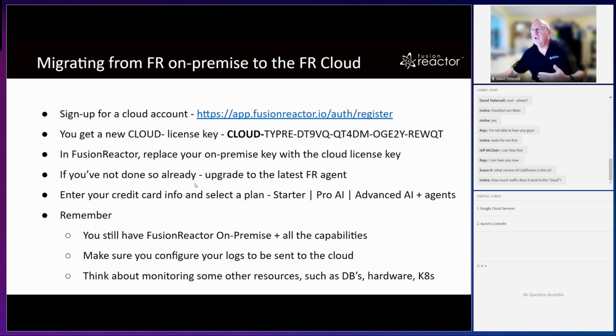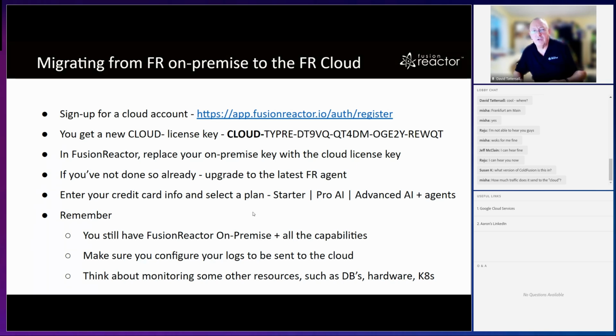Migrating from Fusion Reactor on-prem to cloud is very, very simple, very straightforward. Basically, all you need to do is sign up for a cloud account. You'll get a new cloud license key. That license key would replace your Fusion Reactor on-premise key. We always recommend that you upgrade to the latest Fusion Reactor agents. We're actually deprecating support now for the 8 and 9 agents. So anybody who's on one of those versions, you should really upgrade now.